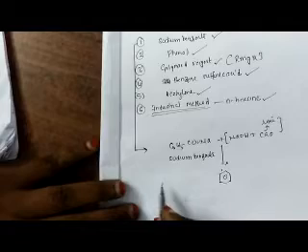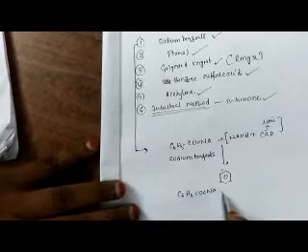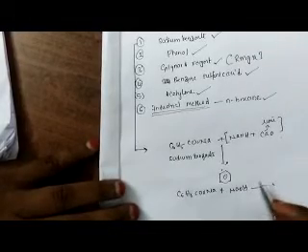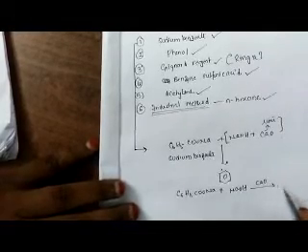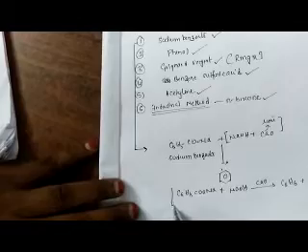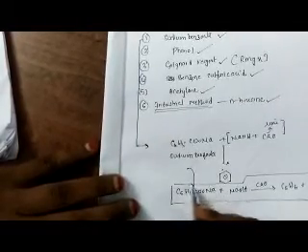The equation is C6H5COONa plus NaOH in presence of lime, calcium oxide, gives C6H6 plus Na2CO3. This is the chemical equation for preparation of benzene from sodium benzoate.